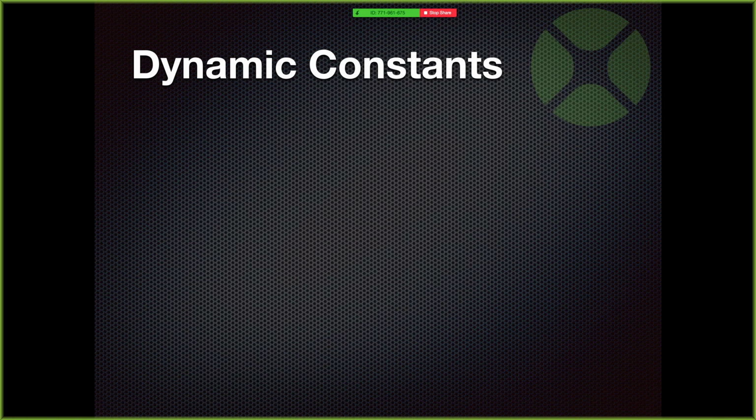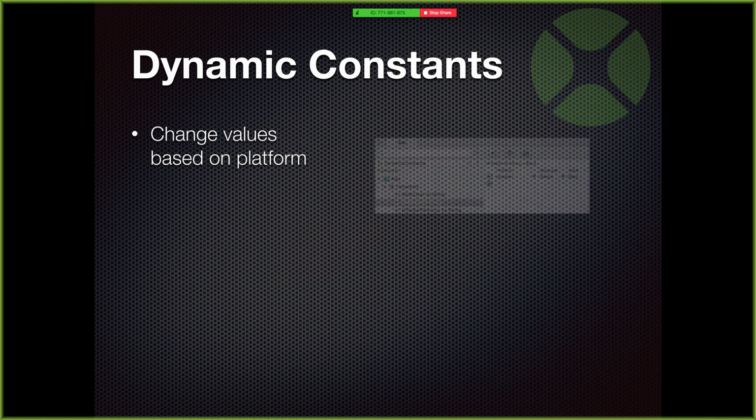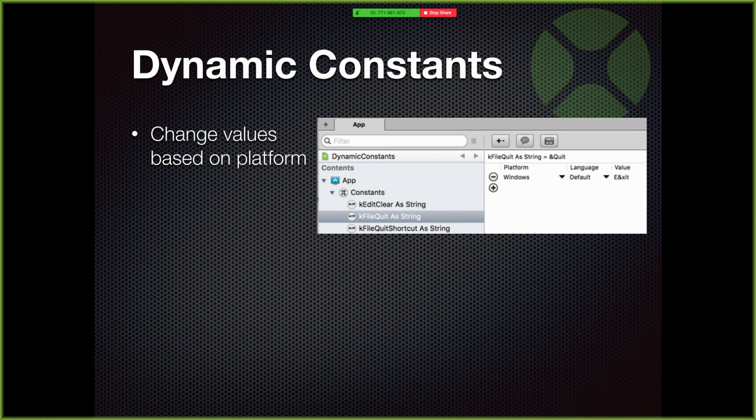All right, dynamic constants. These are a way that you can change values based on a particular platform. Now, you may have heard dynamic constants can also be used with localization. Yes, absolutely true, and that's probably where they are most commonly used. But they can also be used to just change, usually text, based on the operating system. And every, for example, default desktop project that you create with Xojo comes with some of these built in.